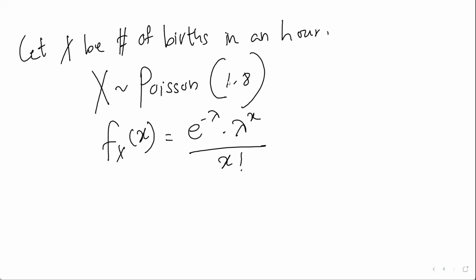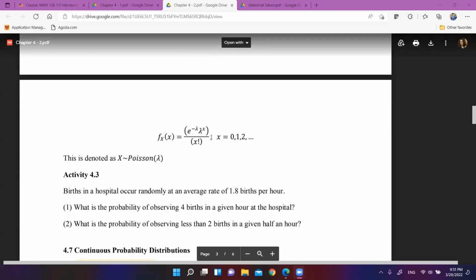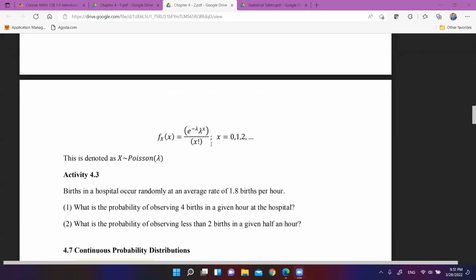Let's just cross check that. Yes, e to the power minus lambda, lambda to the power x divided by x factorial. X goes from 0, 1 to you don't know how much.